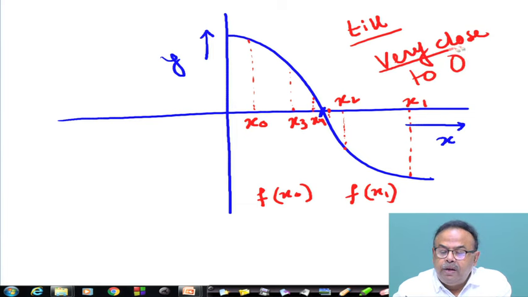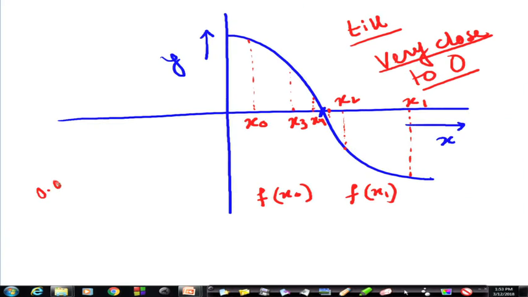Why am I saying very close to 0, not exactly 0? There are reasons for that, and we are coming to that. A computer works with finite representation of numbers. So, we may not get exact 0, but suppose I get this, and then I can assume that to be 0, because it is very small.